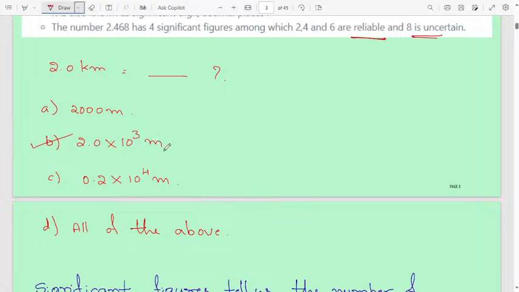Then this will be equal to 2.0 into 10 to the power of 3 meter. This is also correct. Then the third option, 0.2 into 10 to the power of 4 meter. Then all of the above: all the answers look the same, but how to choose the significant value? This one is 2.0 into 10 to the power of 3 meter. After the end of the class I will explain why I choose the second option. Even though I told all four options are correct, according to significant figures, why I choose option B as the correct one, and how we can decide which one is more significant, everything we will learn in detail here.